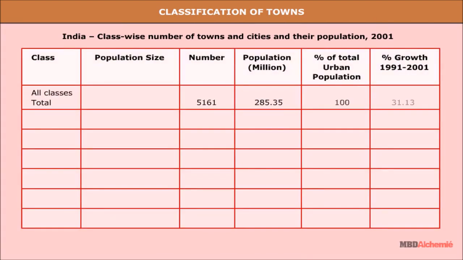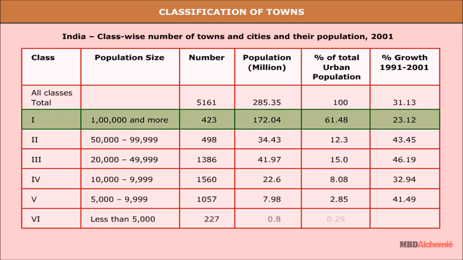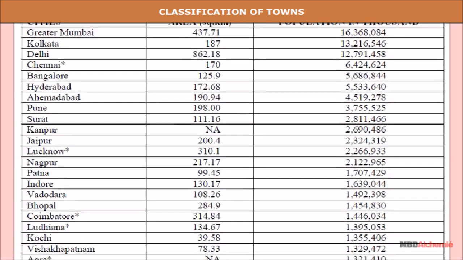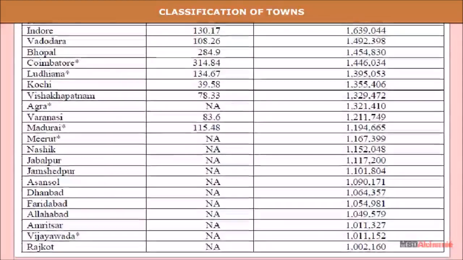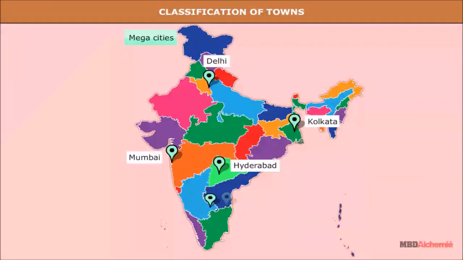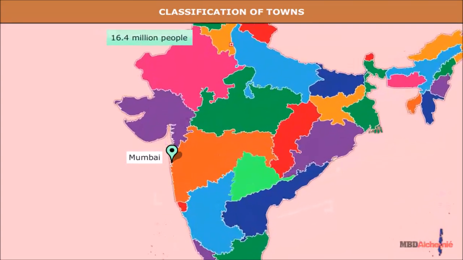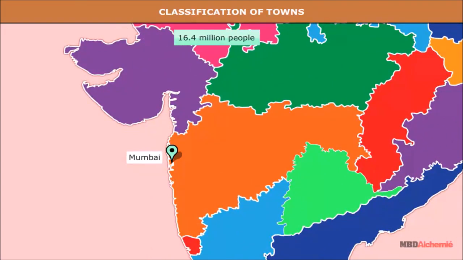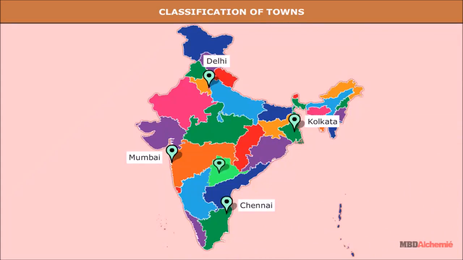Classification of towns. More than 60% of urban population in India lives in class 1 towns, as is evident from table 4.2. 35 cities or urban agglomerations are metropolitan cities out of 423 cities. Mega cities with population over 5 million each are 6 in number. More than 1/5 or 21% of urban population lives in these mega cities. With 16.4 million people, Greater Mumbai is the largest agglomeration among them. Delhi, Kolkata, Chennai, Hyderabad and Bangalore are other mega cities in the country.